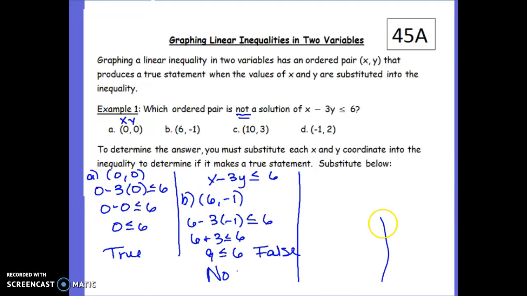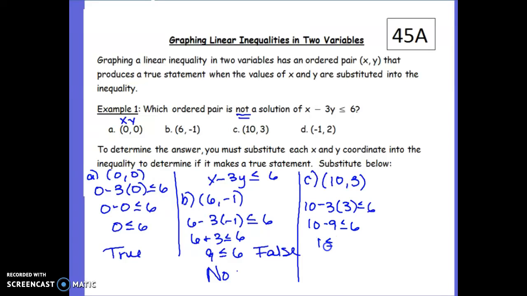All right, let's do C and see what we come up with. We plug in the ordered pair 10, 3. We've got 10 minus 3 times 3 is less than or equal to 6. 10 minus 9 is less than or equal to 6, so 1 is less than or equal to 6. This is a true statement, so this is a solution.